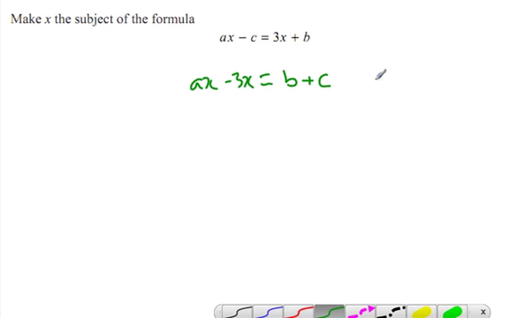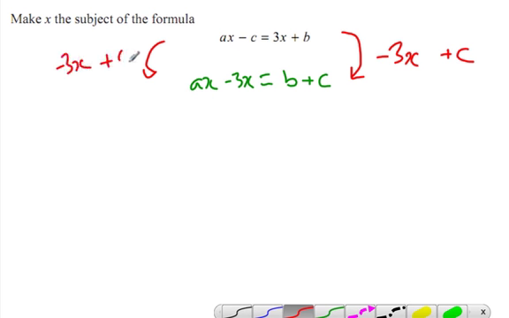Should I do a bit of explanation? Yeah, let's have a little explanation just to make sure. So what I did was two things. I took away 3x and I added c. We did that to both sides. Probably should have done two stages. That's all right.